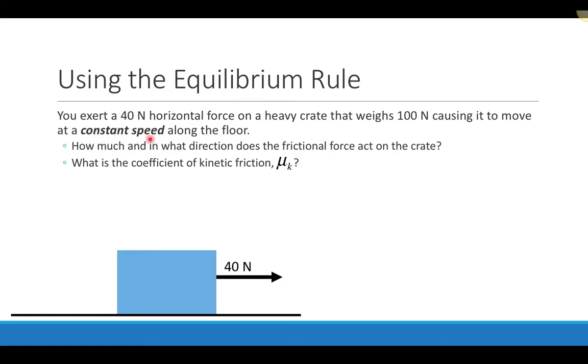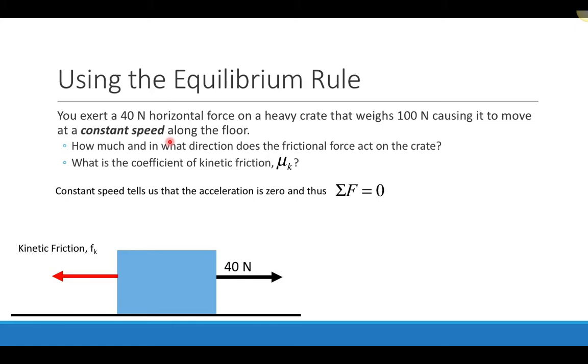So the fact that it's moving at a constant speed is very important because constant speed tells us that the system is in equilibrium, it has 0 acceleration, and therefore the net force has to be 0. So if the net force is 0, that means that there has to be a force acting in the opposite direction of the motion. So there is some kinetic friction acting in the opposite direction, and if the sum of the forces has to be 0, I can add up those forces, 40 newtons acting to the right, plus a negative frictional force acting to the left, and so my frictional force has to be 40 newtons. So there is a frictional force.